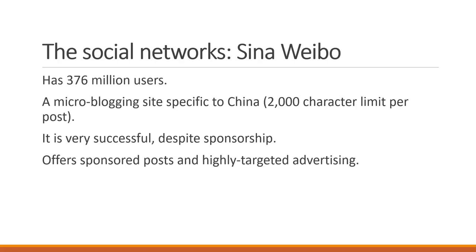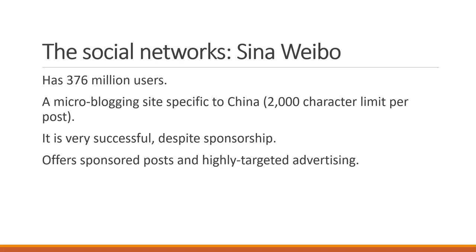Another social network is Sina Weibo, which is a microblogging site specific to China. They have a higher character limit per post than Twitter does. It's very successful, has 376 million users, offers sponsored posts and highly targeted advertising. So this would be a good tool to utilize if you're a worldwide brand that is looking to bring in users from other countries.